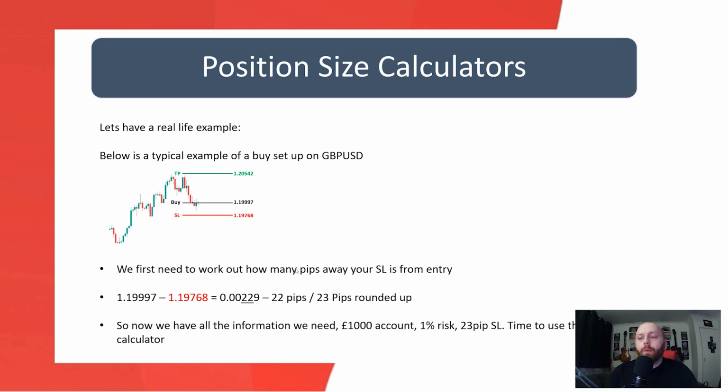So now we have all the information we need. We have a £1,000 account, we're risking 1%, and we have a 23 pip stop loss. Now it's time to use the calculator.